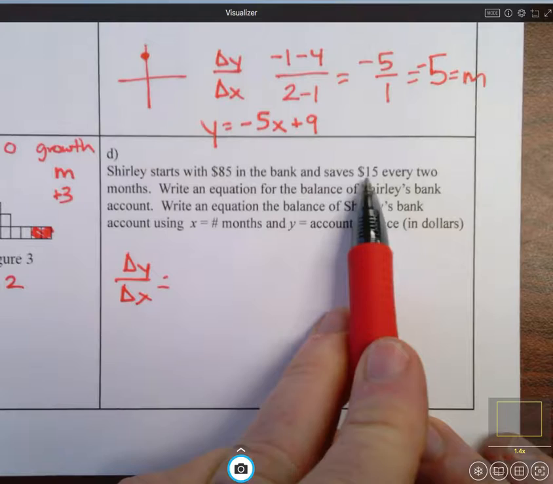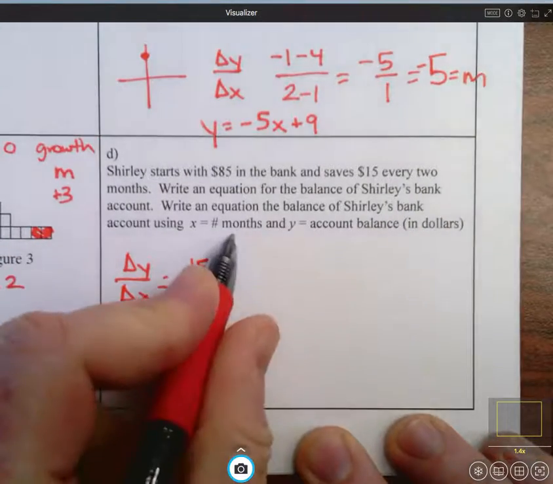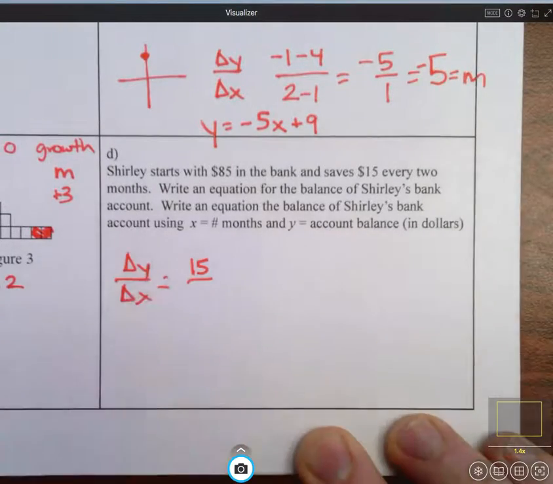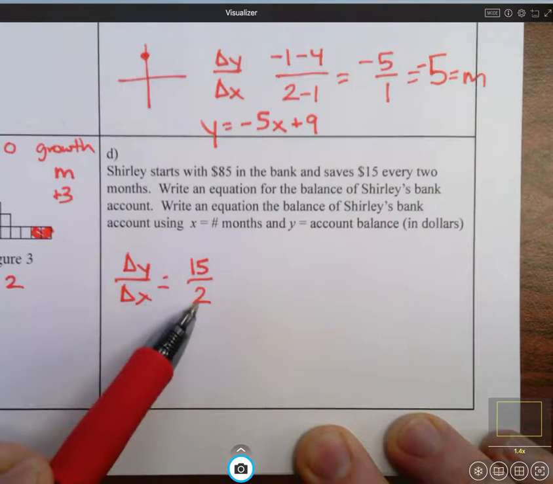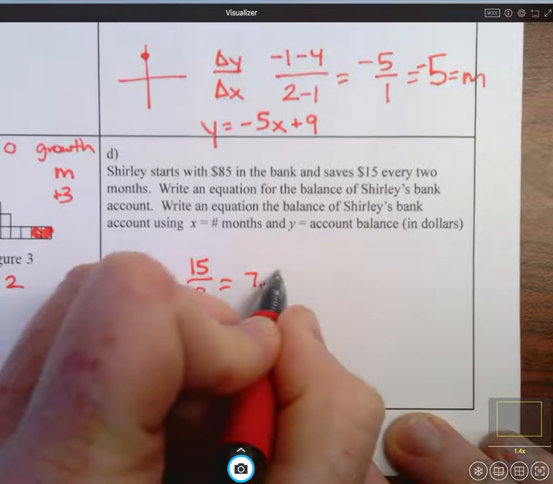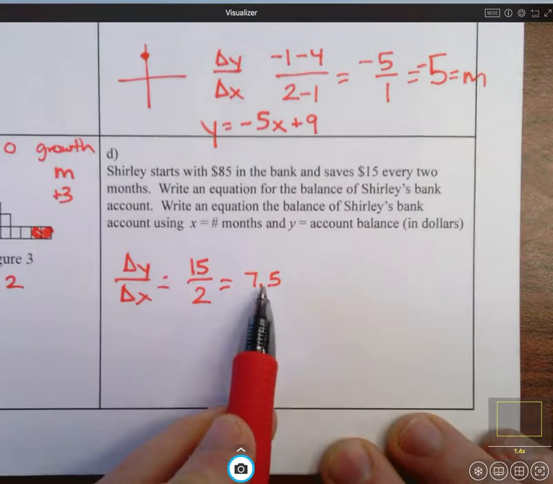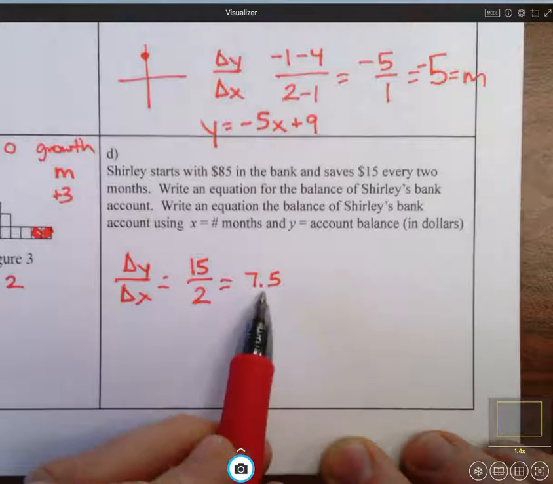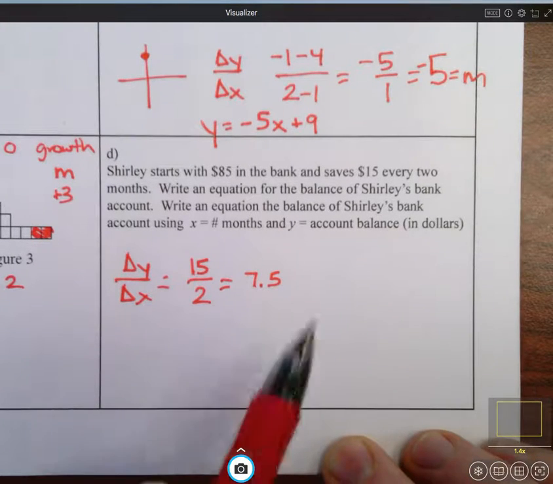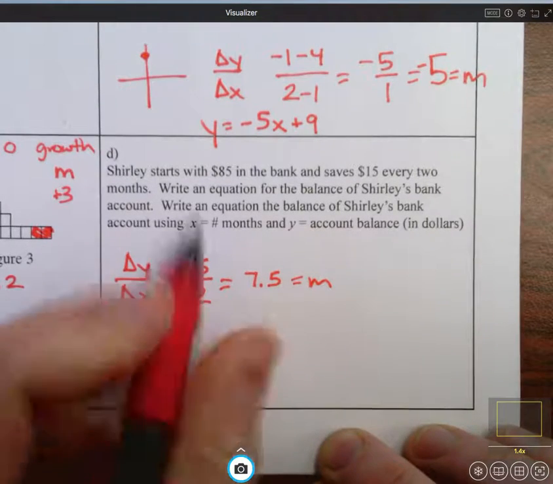So it looks like we're saving $15 every 2 months. And the change in x is in months. So the change is $15 per every 2 months. We can go ahead and reduce that to 7.5. So what does that mean? It means that we're saving $7.50 every month. And what did we begin with, right? Here's our growth rate. Our beginning value was $85.